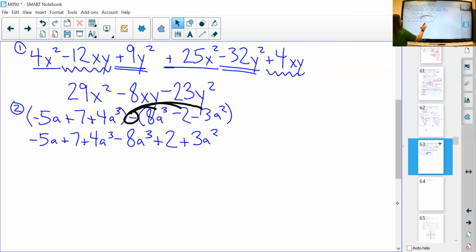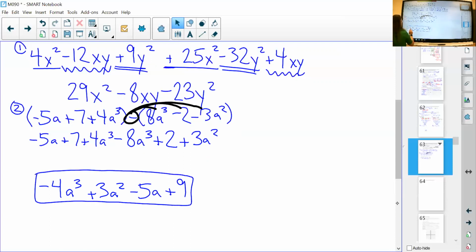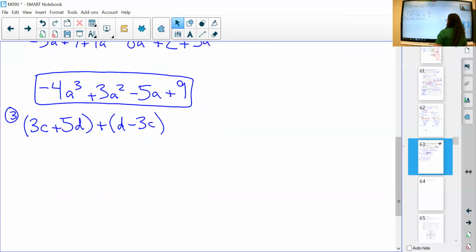So you'll do some work to figure this out, but your final answer should be negative 4a cubed plus 3a squared minus 5a plus 9. Notice that these are in order: a to the third, a to the second, a to the first, and a to the 0. Let's look at 3c plus 5d plus d minus 3c. Something just a little bit unusual happens here. You can handle it though.